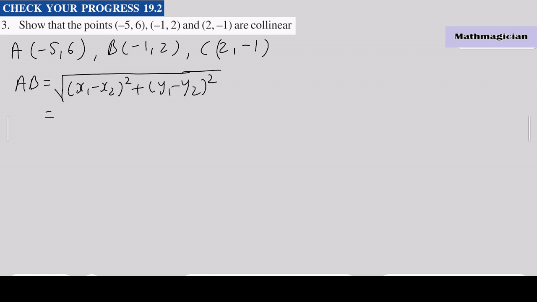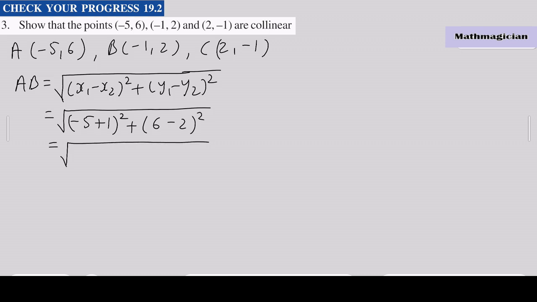Now let's substitute the values. Minus 5 minus minus 1, so it becomes plus 1 square, plus 6 minus 2 whole bracket square. So this gives minus 5 plus 1, minus 4 square is 16. 6 minus 2 is 4, 4 square is 16. So that gives us 32.